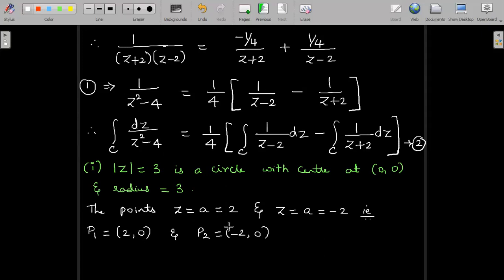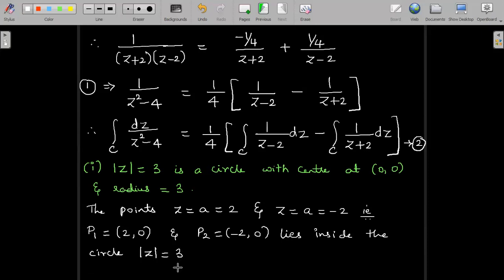So x is existing. y is 0 in both of these points. So that is how we write down in terms of the coordinates x, y. Now, both these points lie inside the given circle. Inside the circle, |z| = 3.